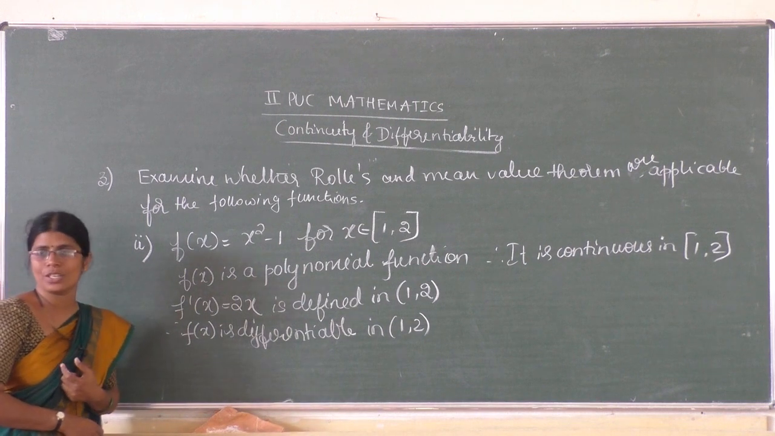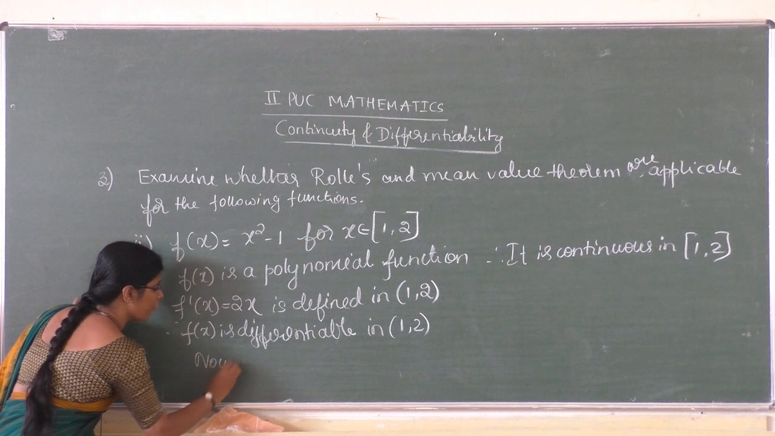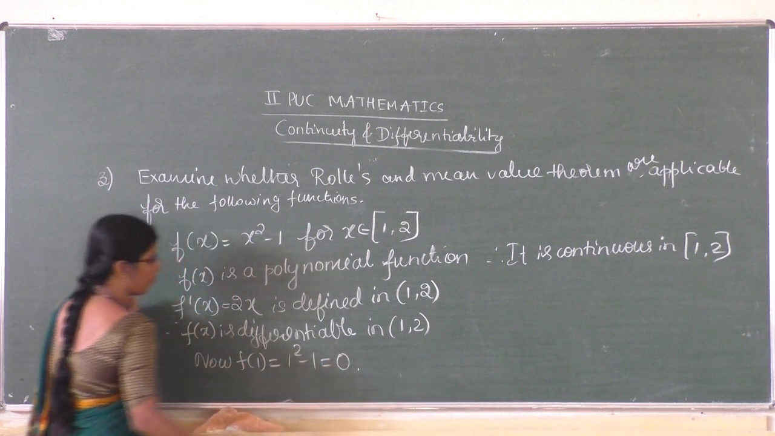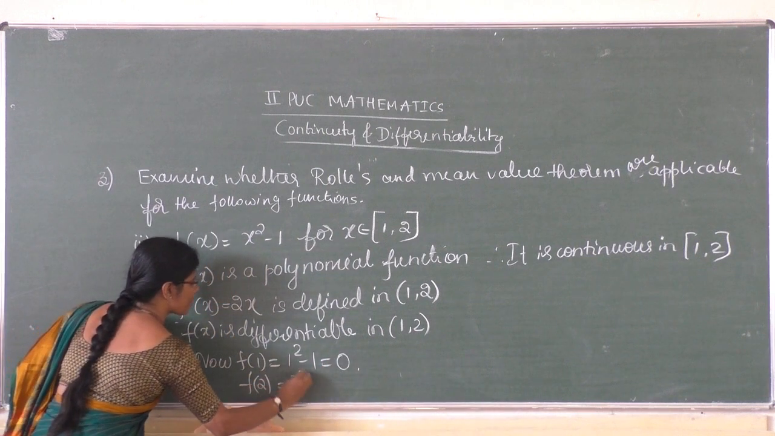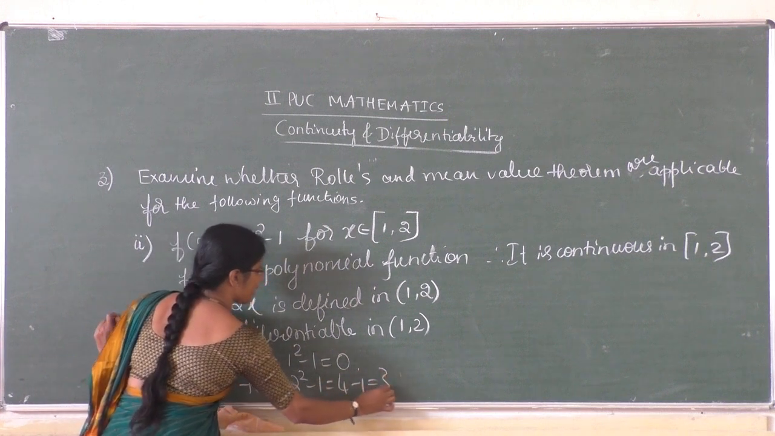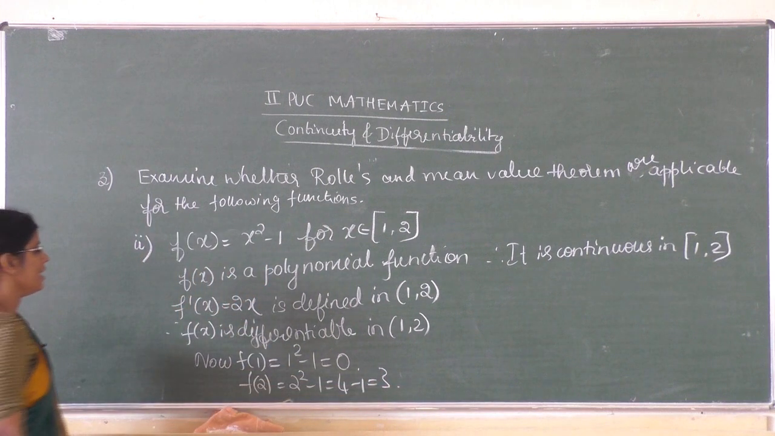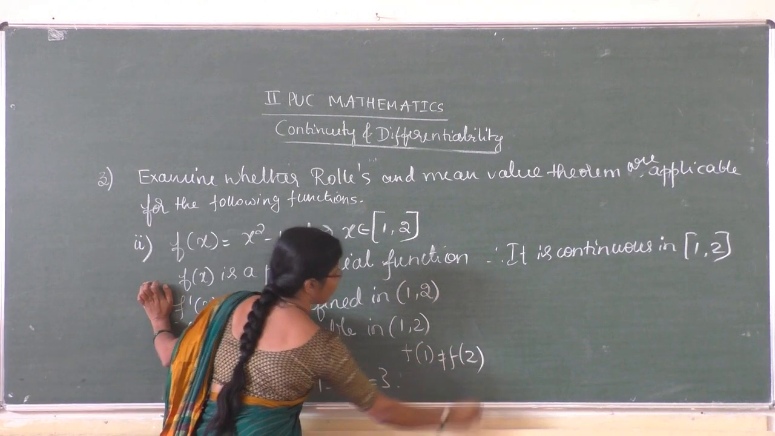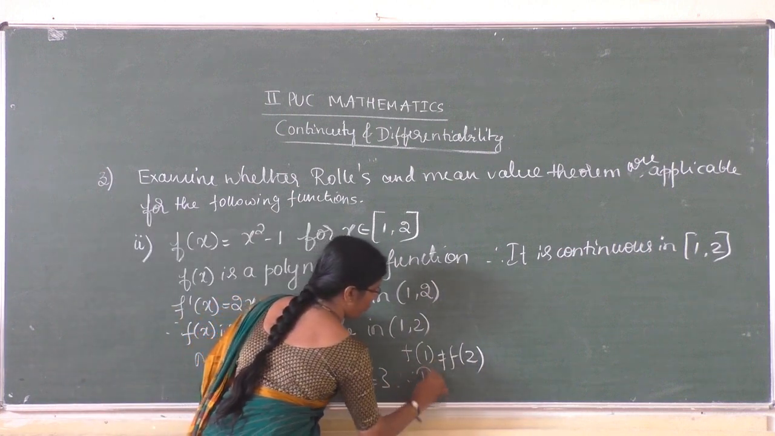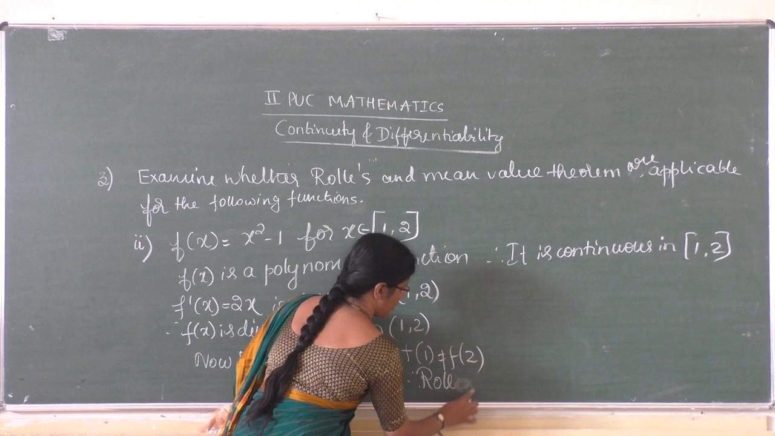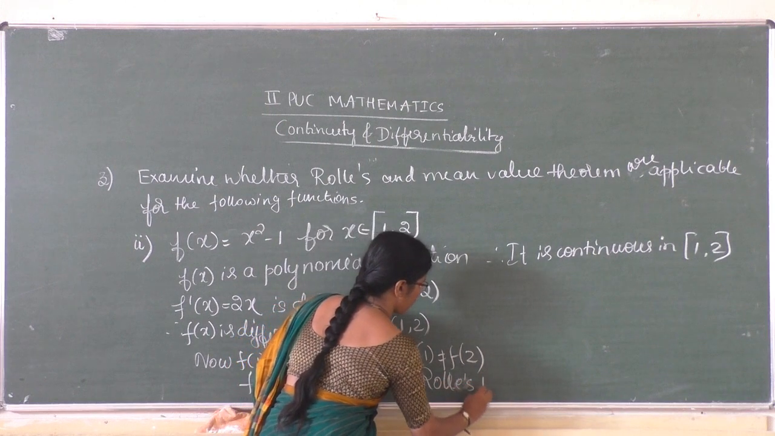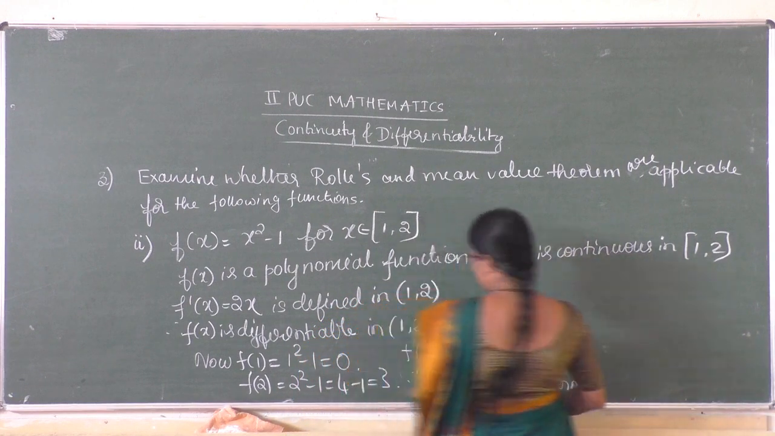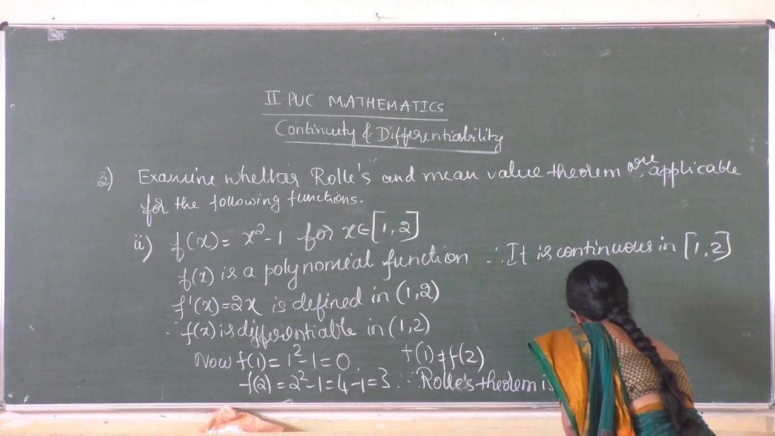For that one more condition is required. Now f of 1 is 1 square minus 1, that is 0. F of 2 is 2 square minus 1, that is 4 minus 1 equal to 3. So f of 1 is not equal to f of 2. Therefore, Rolle's theorem is not applicable.